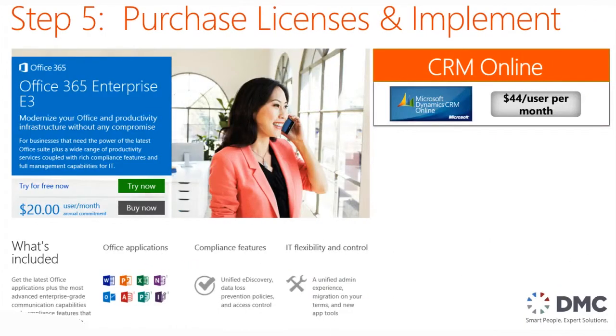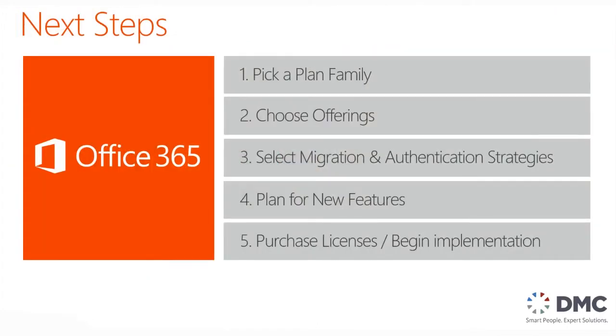And then finally, actually execute the process of purchasing your Office 365 subscriptions. As I mentioned, I do recommend the Enterprise Suite. There are a ton of a la carte options as well as bundles. And they now also offer CRM Online, which is a tremendous value at only $44 per user per month. So again, start out, pick your plan family, pick the specific offerings, select your migration strategies, plan out the new features, and then go ahead and purchase your Office 365 subscription.